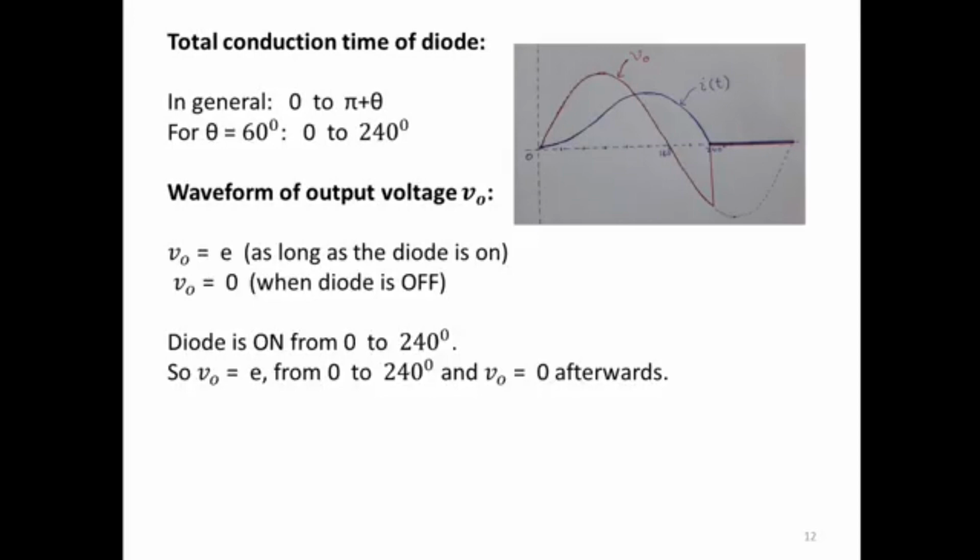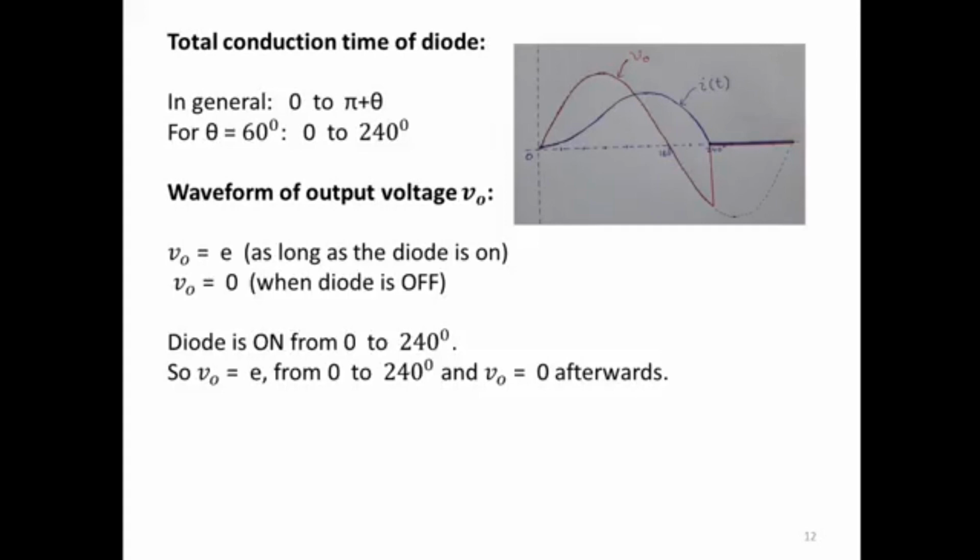Now here I have shown boldly with blue pen the waveform of total current. Now this waveform will help you to find the total conduction time of the diode. The diode has started its conduction from 0 degree till 240 degree.